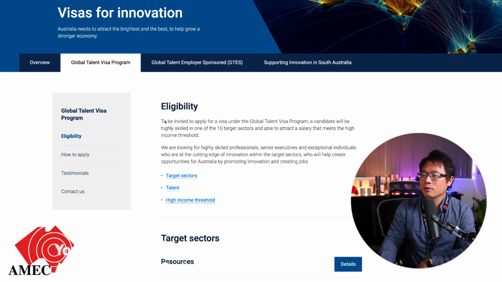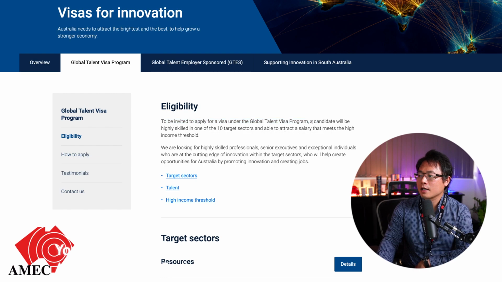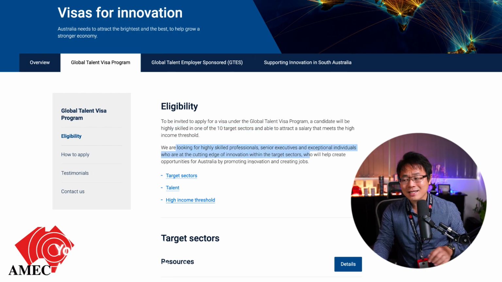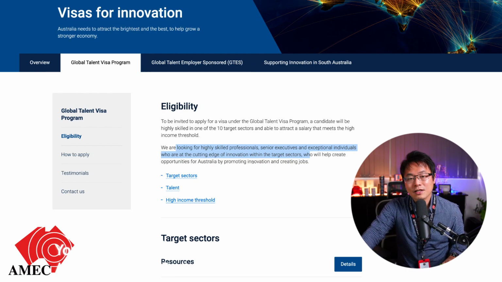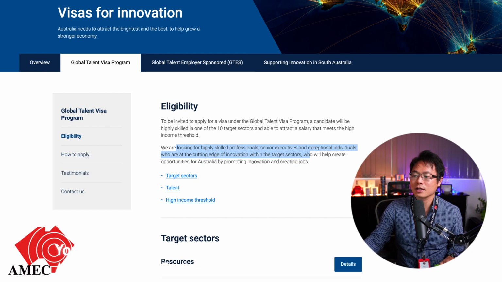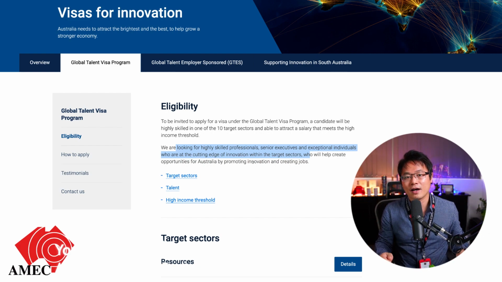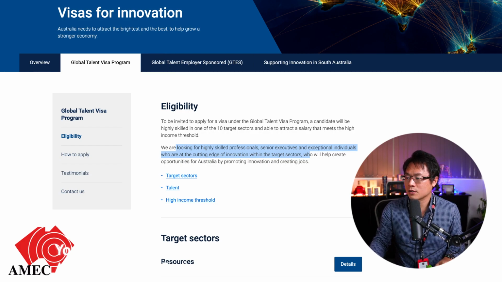So to be invited to apply for this visa, the Global Talent Visa Program, a candidate will be highly skilled in one of the 10 target sectors, which we're going to go through. We're looking for a highly skilled professional, senior executive, and exceptional individual who are at the cutting edge of innovation in the target sector, and most of them are basically technological and advanced-focus sectors. So let's have a look.